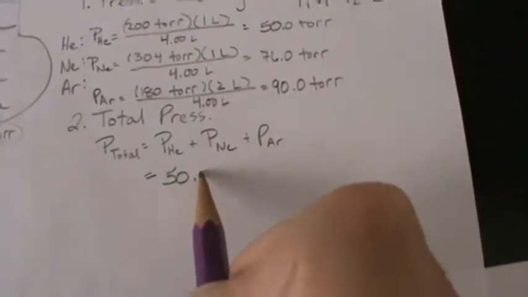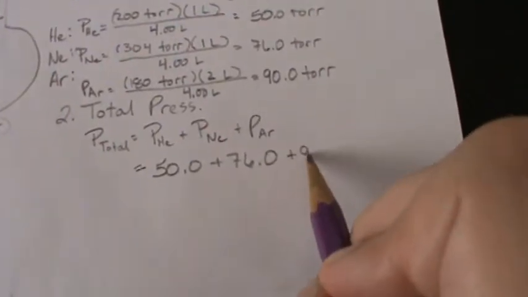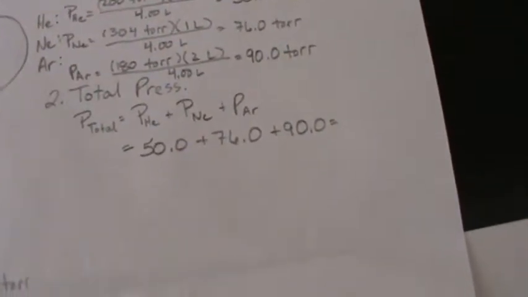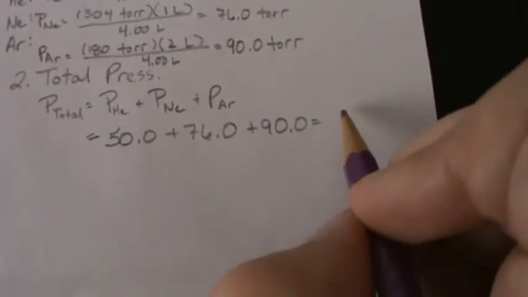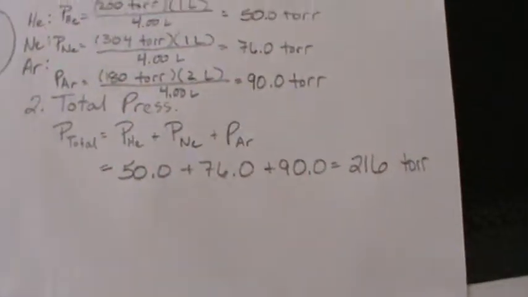So I have 50 plus 76 plus 90, and overall I have 216 torr for my final total pressure.